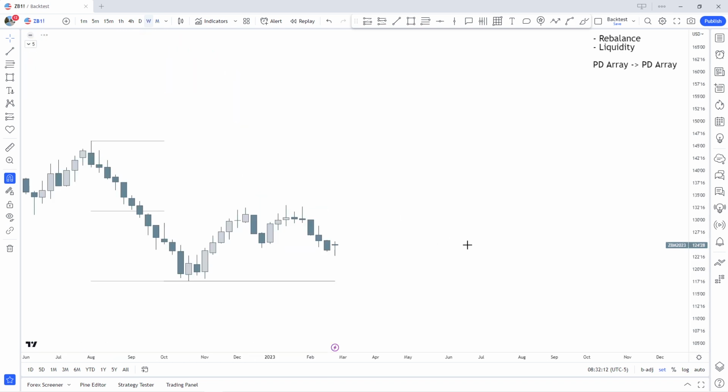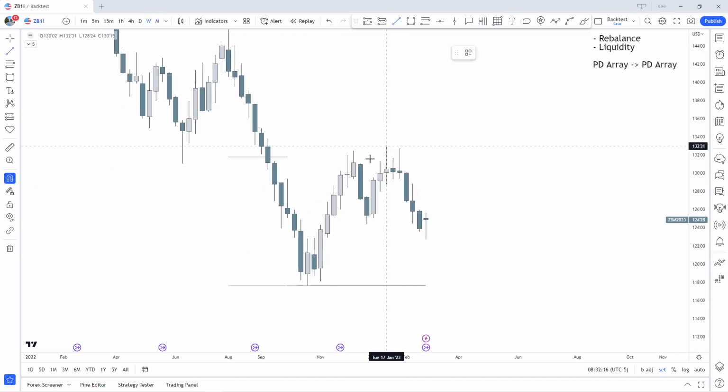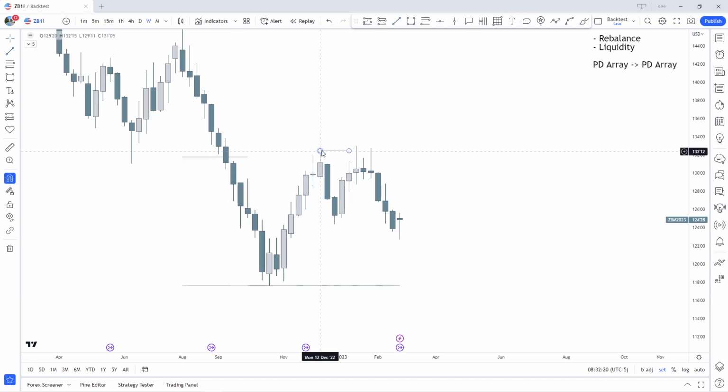Then the weekly: we see we've just rebalanced the monthly SIBI. Then we swept this high. We saw the rejection moving lower. Now ideally, if we come into this weekly SIBI overlapping with this weekly breaker mean threshold, I would love to see something like this and a move lower for me to participate in, as a strong confluence.